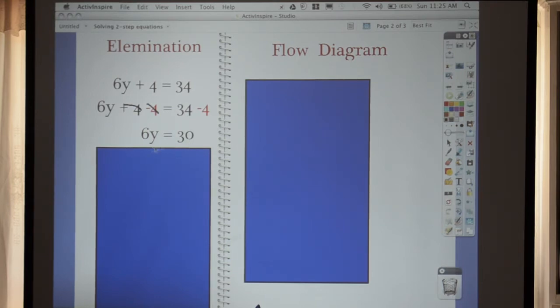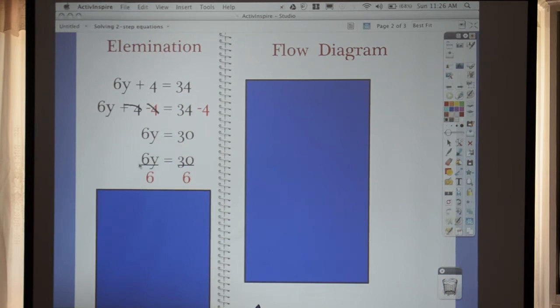The second step is to get rid of the 6. This means multiply the unknown by 6. So we have to do the opposite of that. And so we have to divide, and that's how we get to this stage here. So 6y divided by 6 equals 30, also divided by 6, so that the equation can balance.